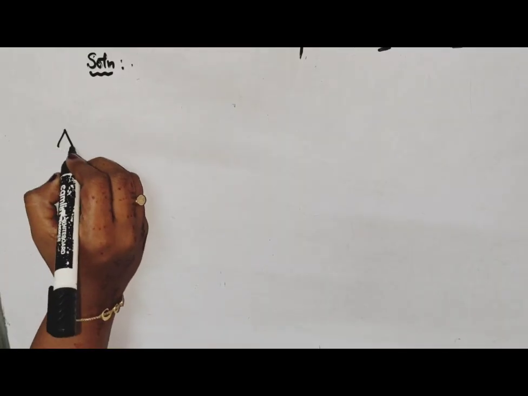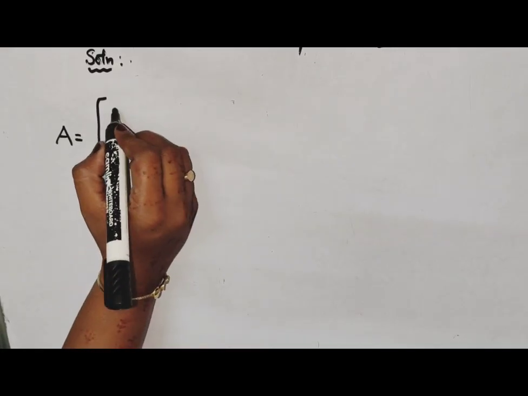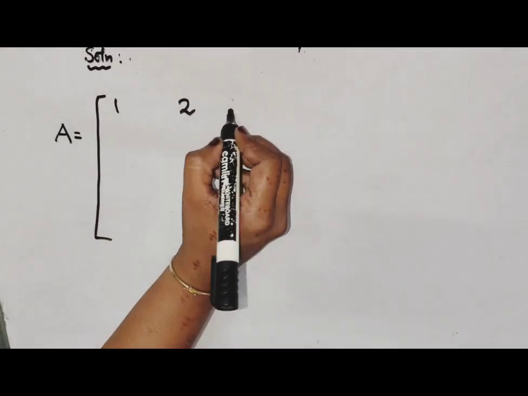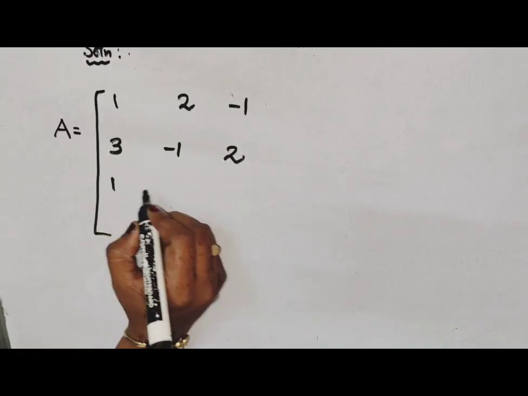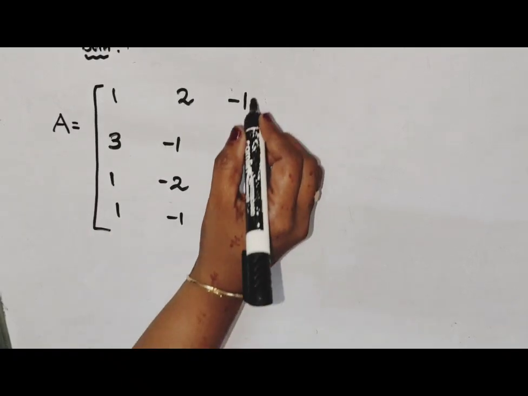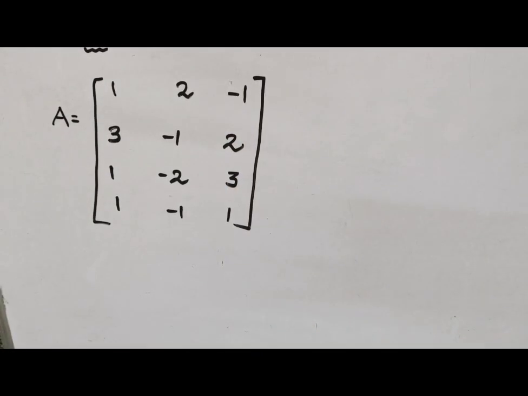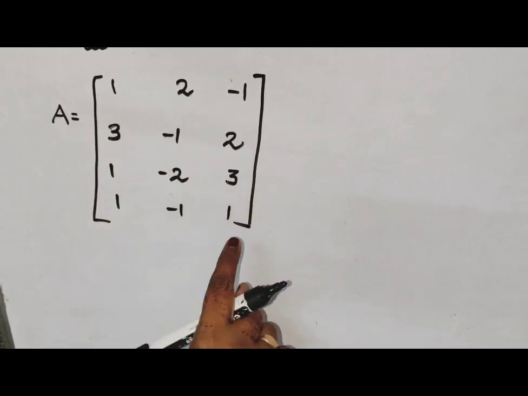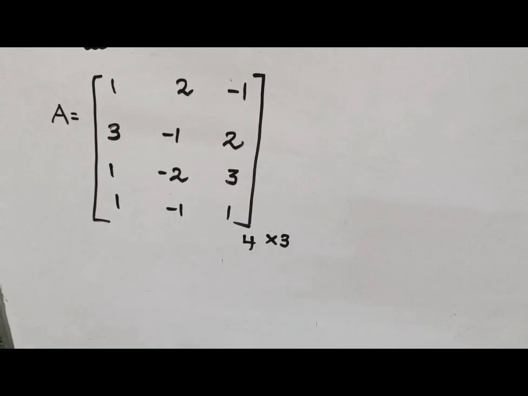In the second subdivision also we are going to find the rank of the matrix. First I will consider the matrix as A. The matrix given is 1 2 minus 1, 3 minus 1 2, 1 minus 2 3, 1 minus 1 1. First I have to write the order of the matrix. The order can be written as how many rows and how many columns are given. We have 4 rows and 3 columns. Therefore the order of this particular matrix is 4 cross 3.